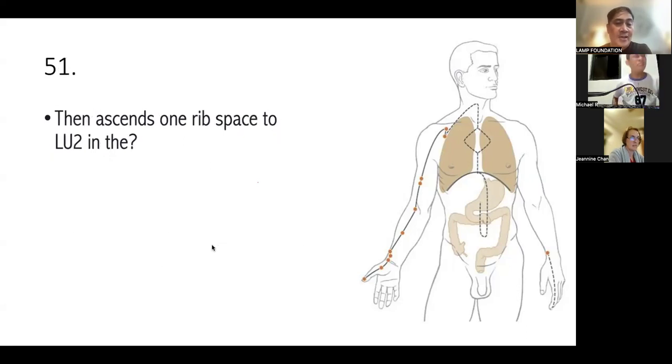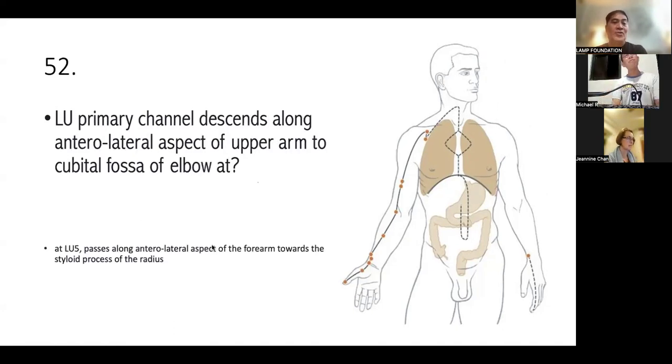Number 51. Then it ascends one rib space to lung two, in the hollow of the deltopectoral triangle. In the middle, it's lung one. Can you try pressing your lung one? Does it hurt? So now we know, because the lung and the heart belong to the same area. Okay, so 52.